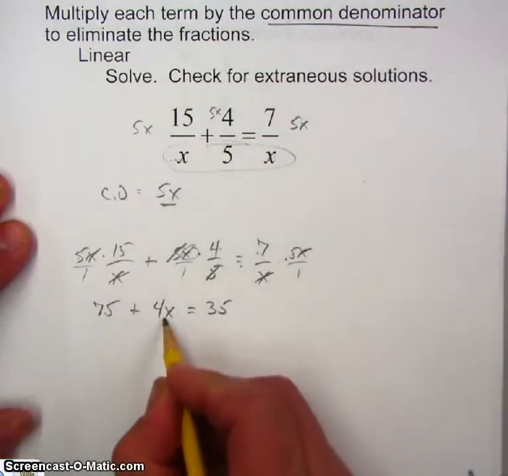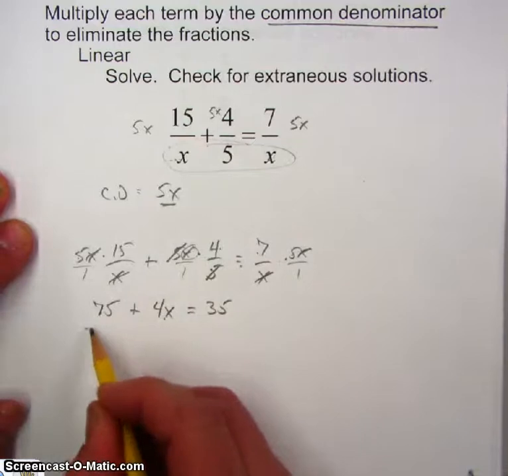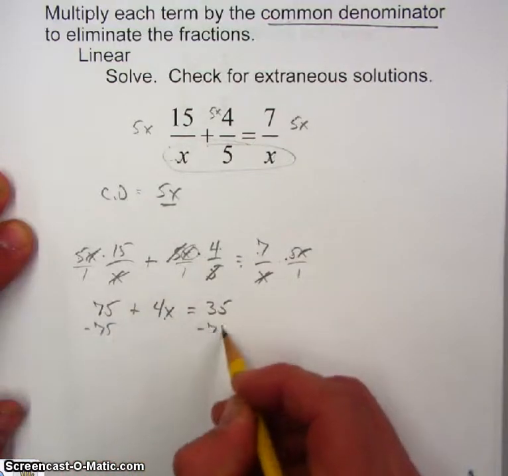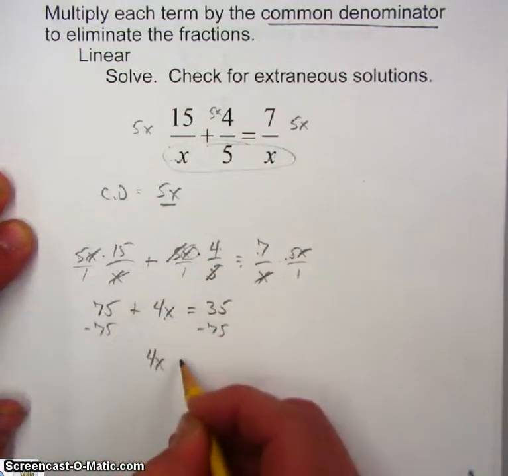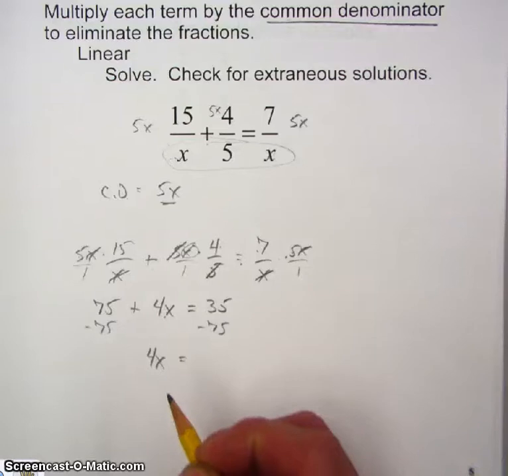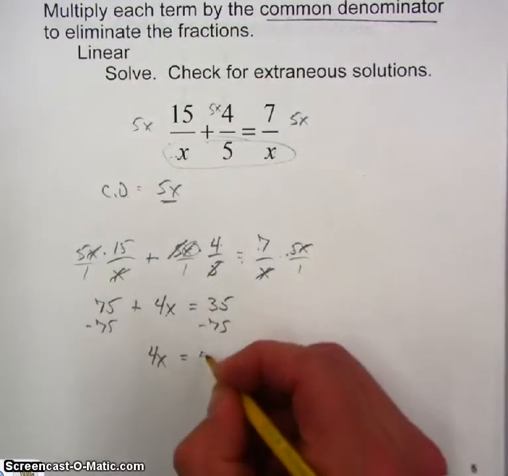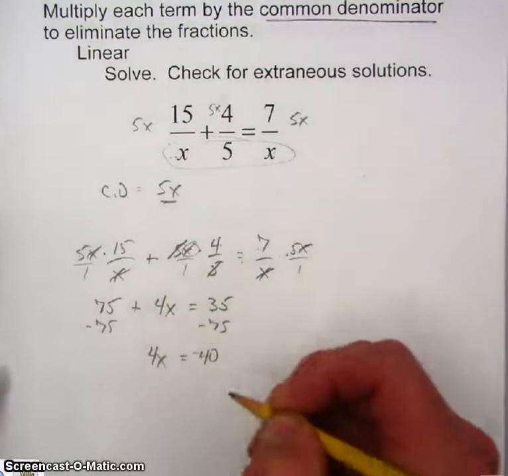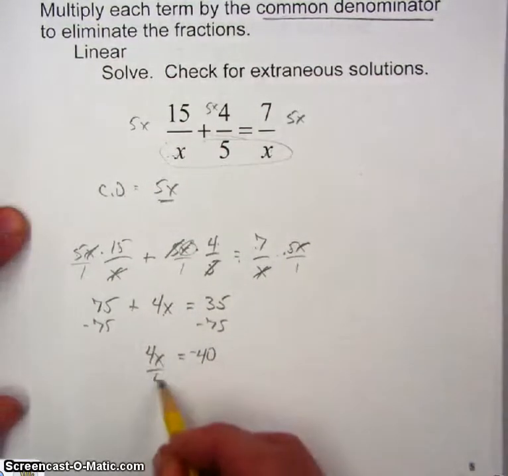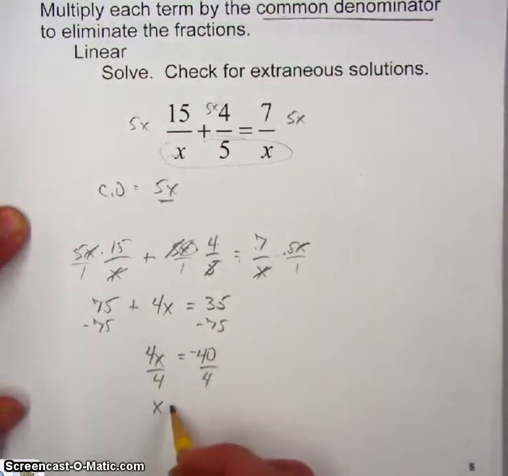All right, the x is already on one side, so now I've got to subtract 75 from both sides. So I have 4x equals 35 minus 75, which gives me a whopping negative 40. All right, and now divide both sides by 4, so x is equal to negative 10.